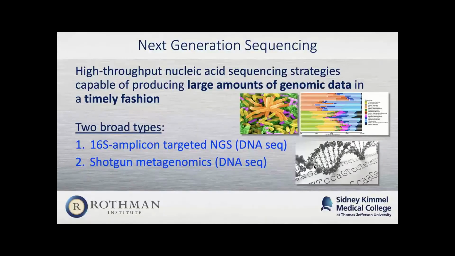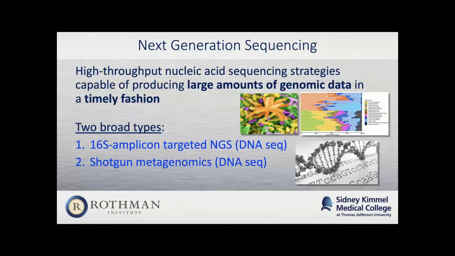So what is NGS? Well, it refers to a collection of high throughput DNA sequencing strategies that can process large amounts of data in a timely fashion. And it's typically in a massively parallel fashion with millions or even billions of sequencing reactions occurring at the same time. And this parallel nature is really what differentiates it from traditional Sanger sequencing.